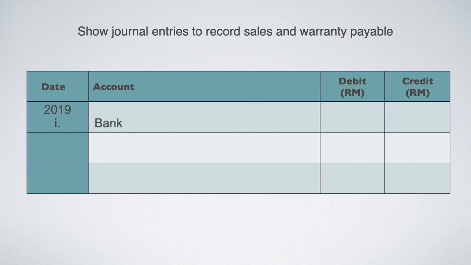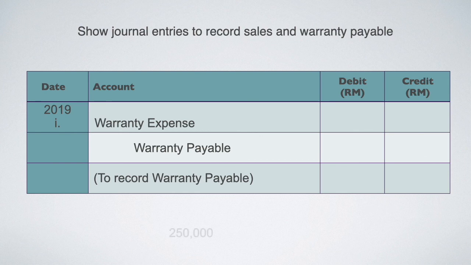Okay, so in the first transaction, the question asked to record the sales and warranty. Say first it records the sales. Sales bring in money, so RM250,000 is received, and sales are credited as usual. At the same time, on the day of the sales, you also have to record the warranty expense, where it recognizes the expense early for the warranty. So recognize the expense and the liability, and you declare that you will owe a certain amount. How to calculate that amount depends on the question. If the question states the percentage on the sales, you have to multiply, in this case, 250,000 times 3%, and you will get 7,500. So this number you will journal as warranty payable.